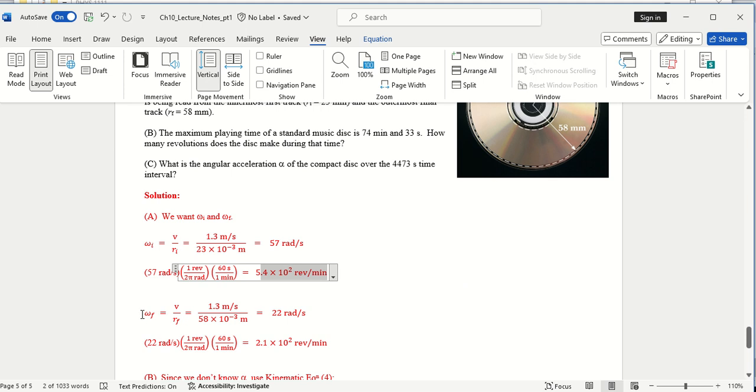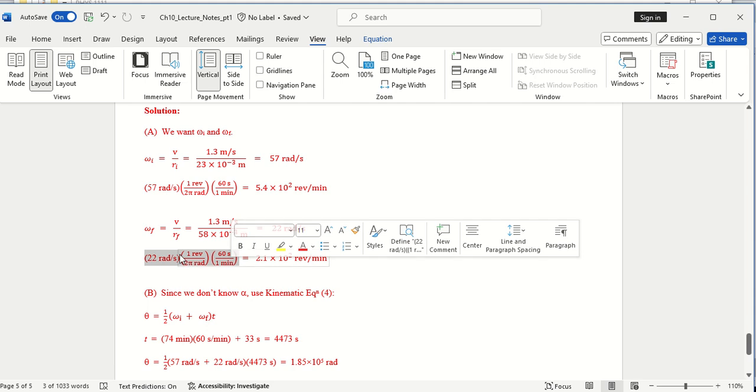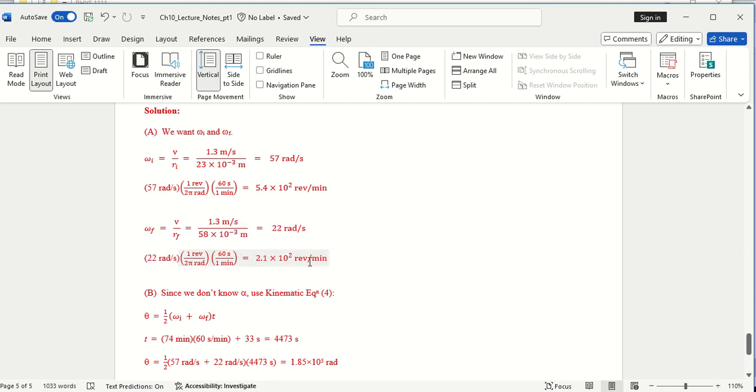Now let's get omega final. Omega final is V over R final. And remember, R final is the 58 millimeters. Nothing complicated. Convert to meters. Remember, V is the constant, 1.3 meters per second. You get 22 rads per second. Convert rads per second to revs per minute: 22 rads per second times 1 rev in 2 pi radians, 60 seconds in 1 minute. And you get 2.1 times 10 to the second revs per minute.